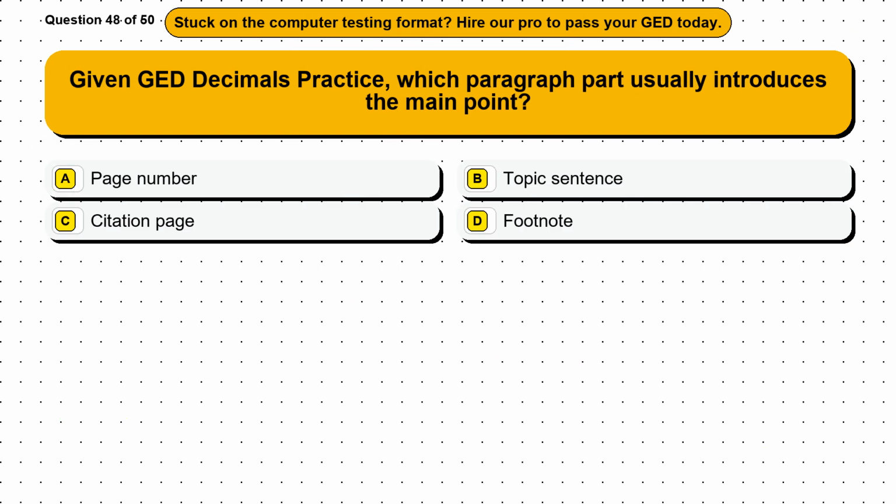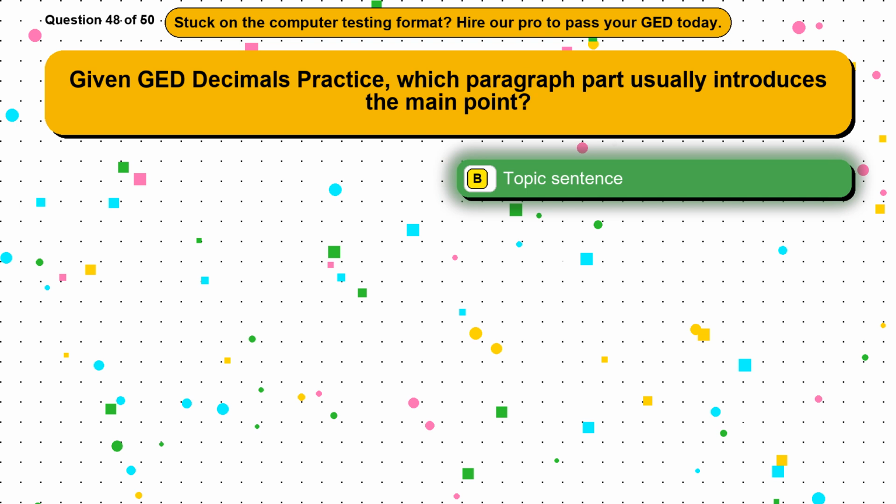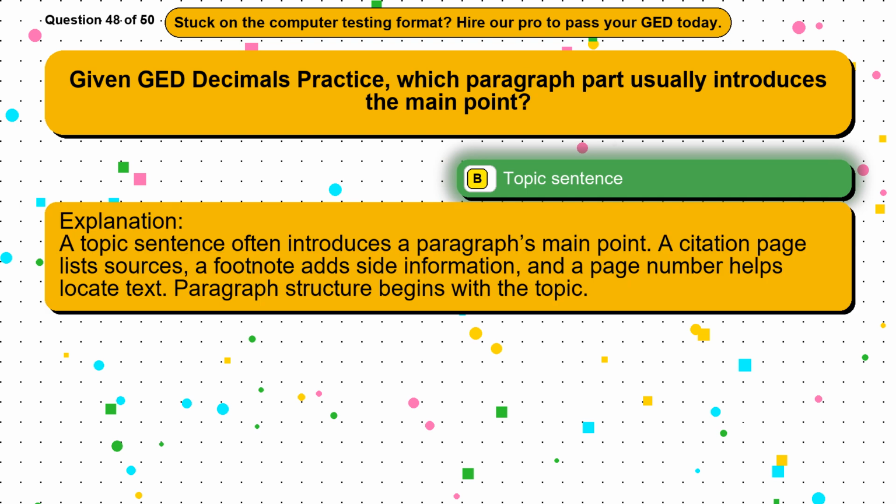Question 48. Given GED Decimals Practice, which paragraph part usually introduces the main point? Option A, page number. Option B, topic sentence. Option C, citation page. Option D, footnote. The correct answer is option B. Topic sentence. A topic sentence often introduces a paragraph's main point.